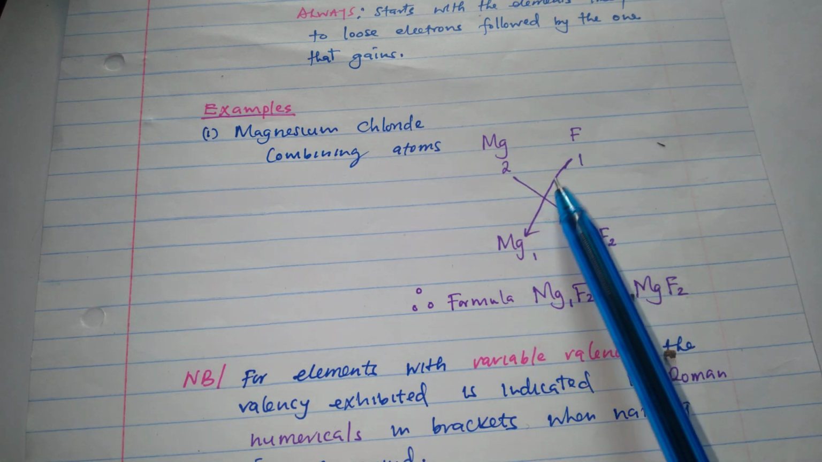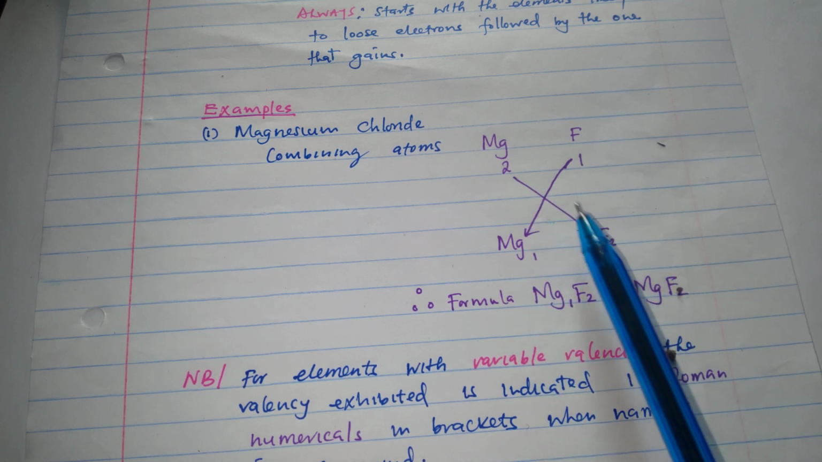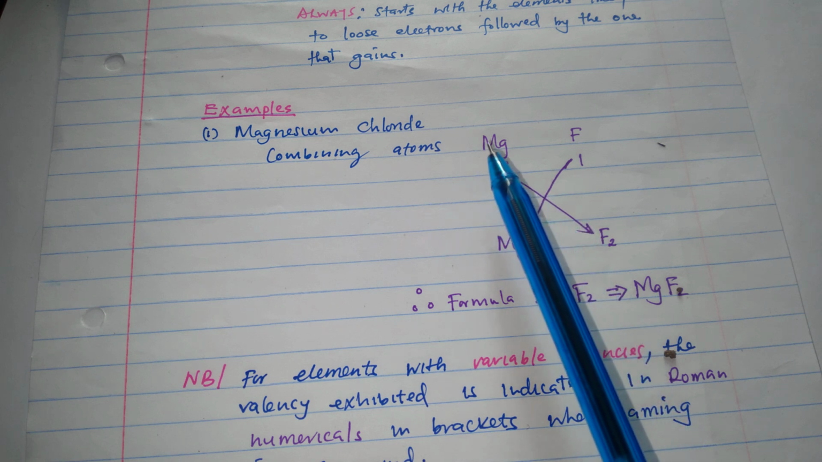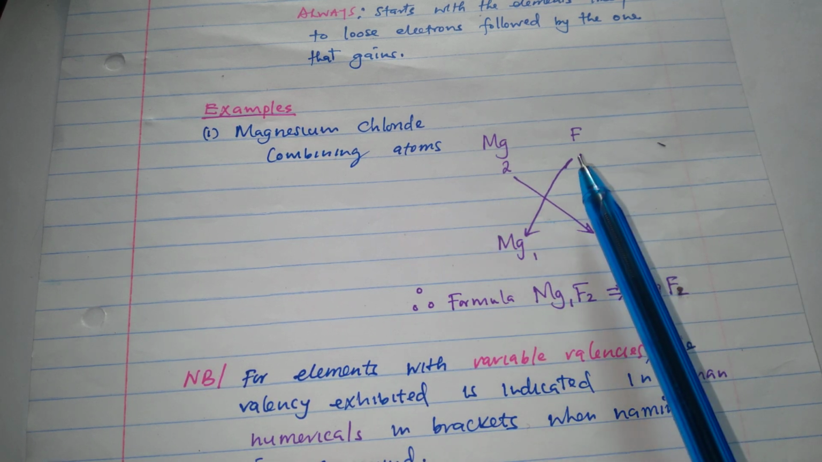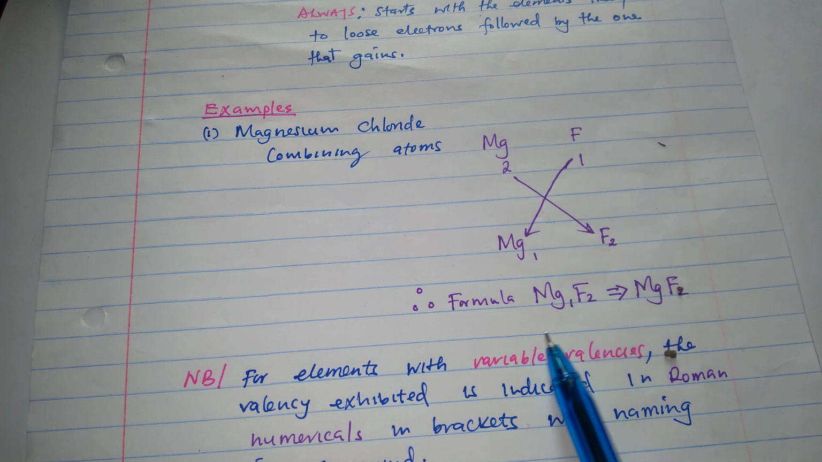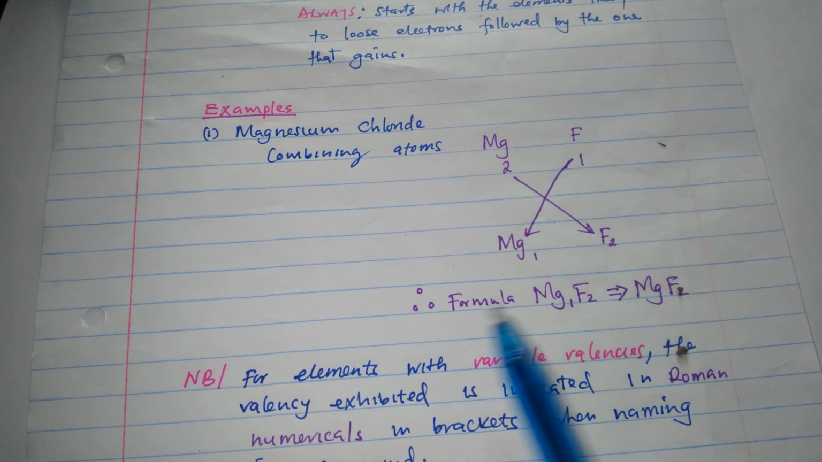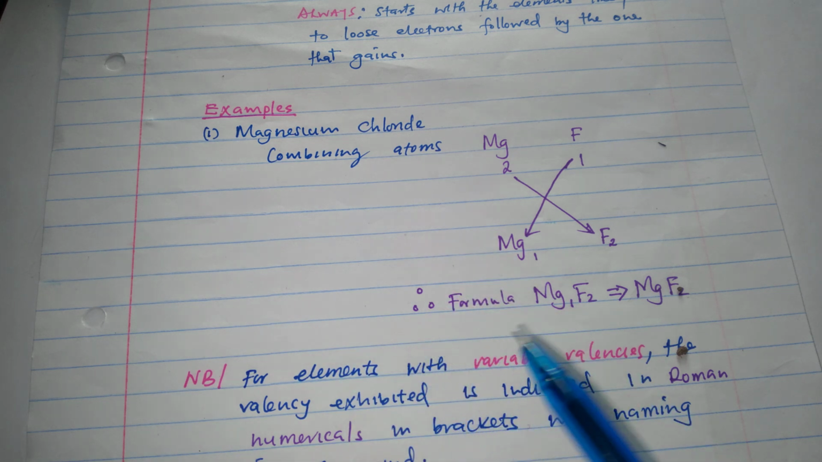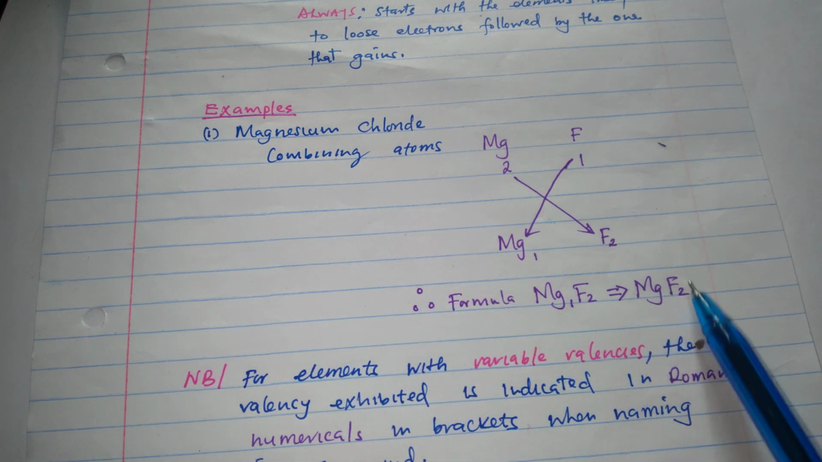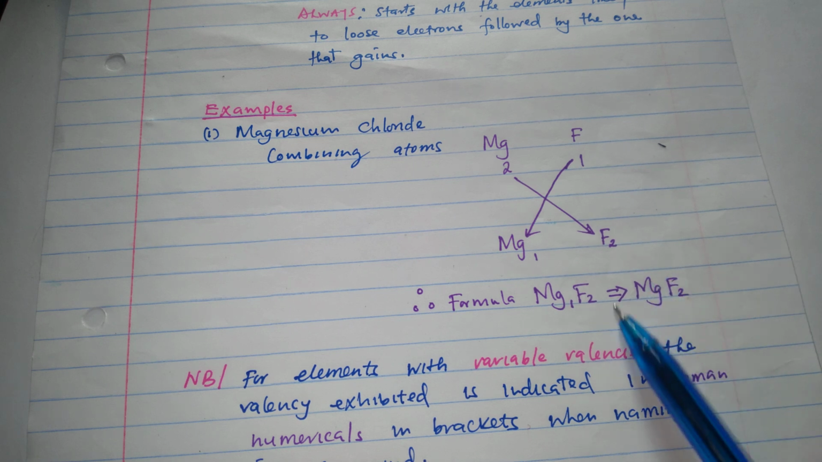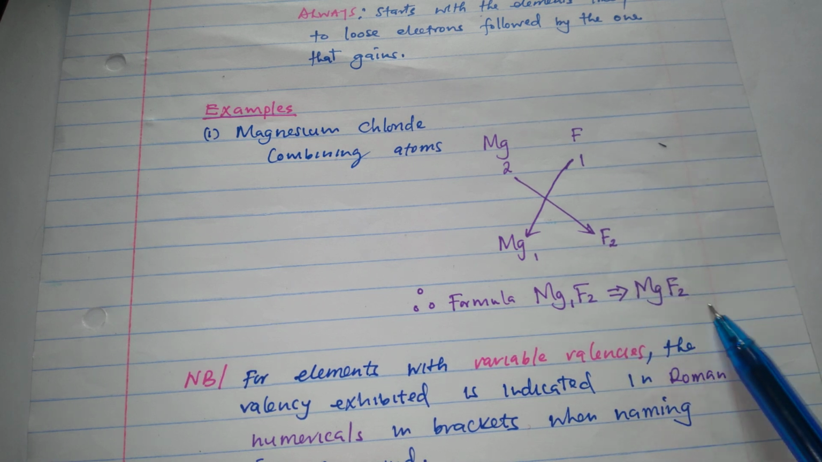So we bring the atoms down here, and then we exchange the valencies. The valency for magnesium goes to fluorine, and the valency for fluorine comes to magnesium. So the formula will look like this: Mg1F2. But since 1 is always understood, we don't write 1, but we write 2, because 2 is a number that must be indicated. So the correct formula is MgF2.